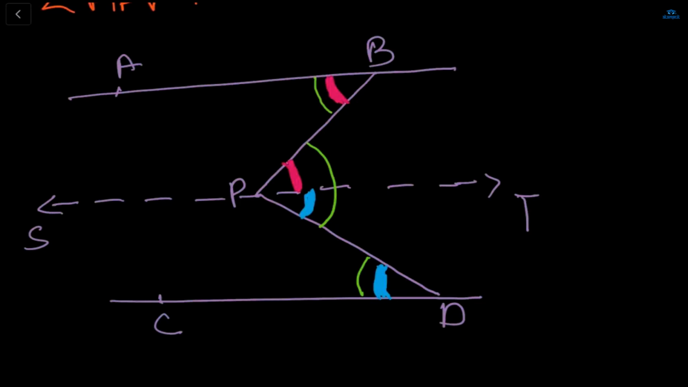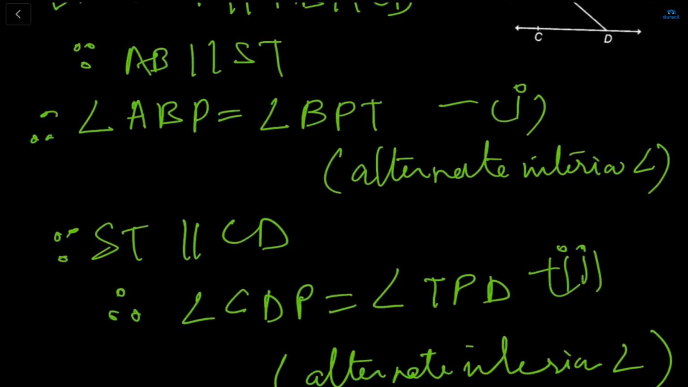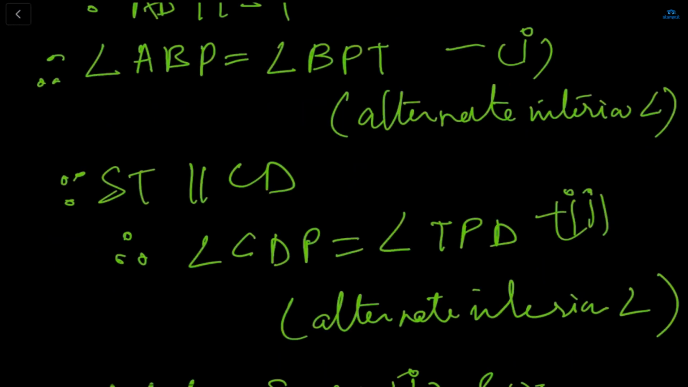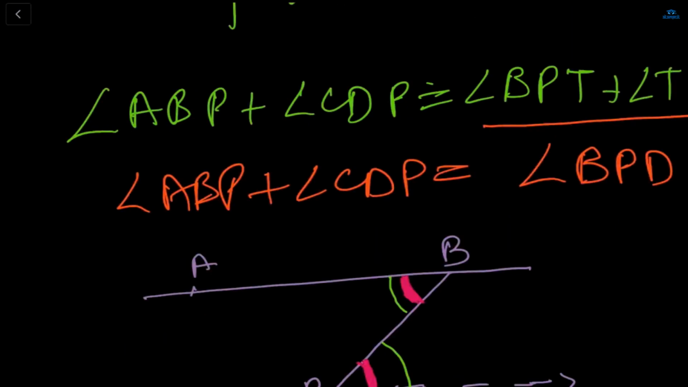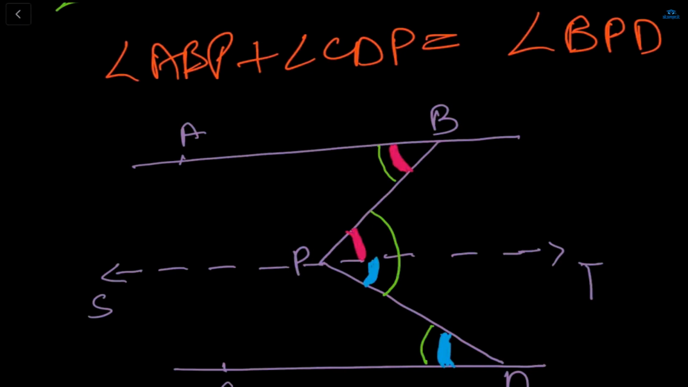So you will get two equations. This angle is equal to this from alternate interior angles, and this angle is equal to this from alternate interior angles. Now what we are going to do is add both the equations. When you add both the equations, what you will get? The green color I have marked. This green color will be one side: ABP plus BPT plus PDC would be equal to BPT, and since both of them are combined with ABP, you can combine both angles.